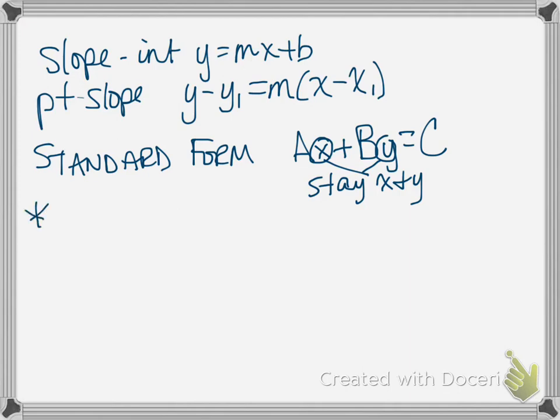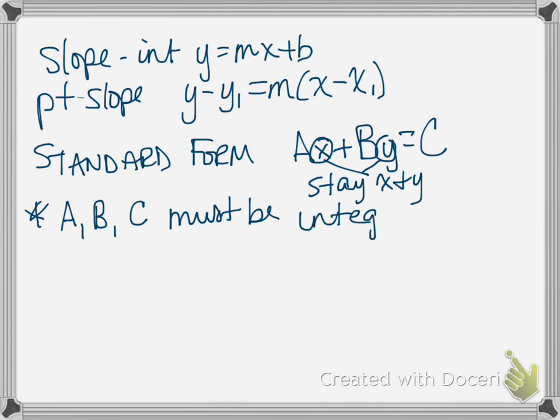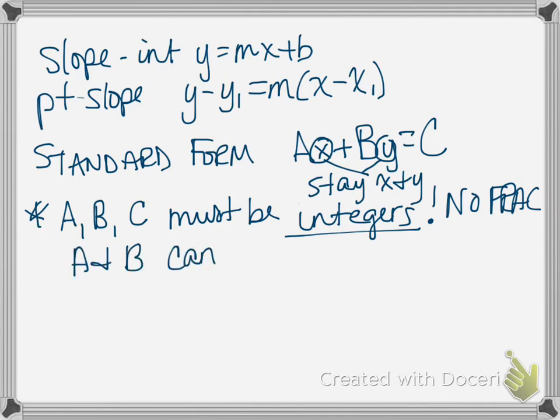Now, special rules about standard form. A, B, and C must be integers. Okay, that means we can have no fractions in this format. Also, A and B cannot be 0, because if we have 0 times something, we get 0. It messes up everything. So I want to show you how we can utilize this.